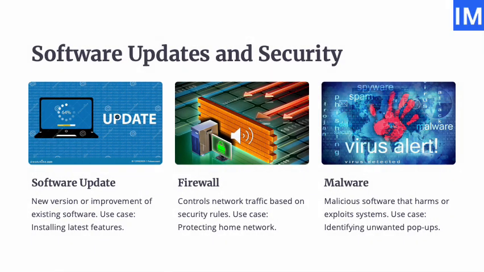Then we have three other terms: software update, firewall, and malware. Software updates provide new versions or improvements to existing software, ensuring that you have the latest or the most recent features. And now for firewall, a firewall controls network traffic based on security rules, protecting your home network. Malware refers to malicious software that can harm your system. Think of those unwanted pop-ups that sometimes appear when you browse the internet.